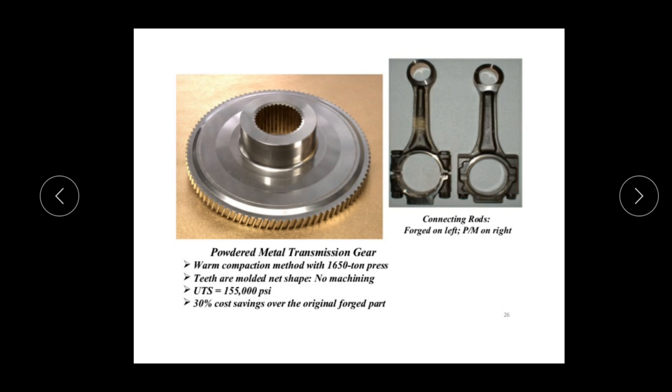Dear students, as we can see here, there are two connecting rods. The left side connecting rod is made by forging and the right side connecting rod is made by PM techniques. Let's see the difference between both the connecting rods.